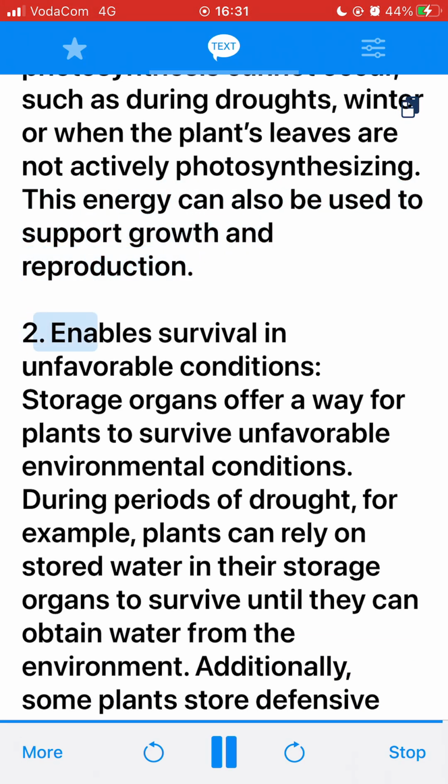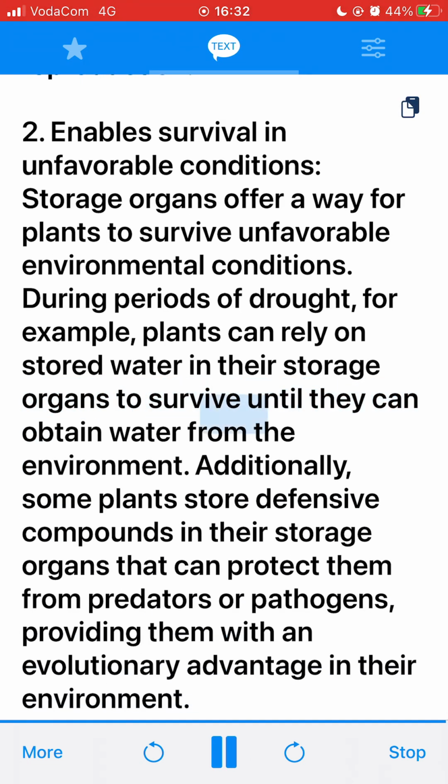2. Enables survival in unfavorable conditions. Storage organs offer a way for plants to survive unfavorable environmental conditions. During periods of drought, for example, plants can rely on stored water in their storage organs to survive until they can obtain water from the environment. Additionally, some plants store defensive compounds in their storage organs that can protect them from predators or pathogens, providing them with an evolutionary advantage in their environment.